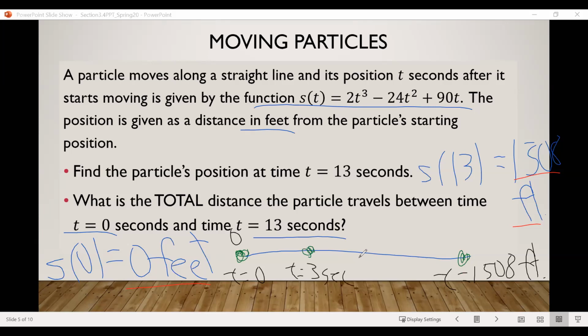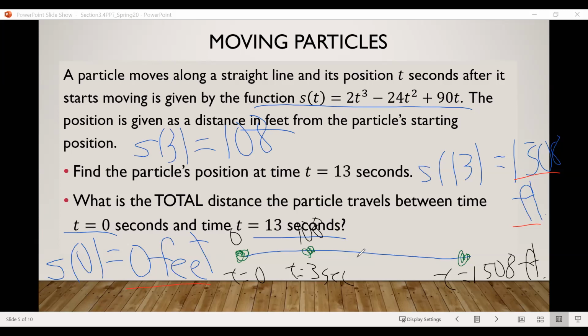Okay, and then the other one was at 5 seconds, and I'm going to hold on for a second before I put the 5 seconds on there. Let's find the particle's position after 3 seconds. So that means we do S of 3. Now if we plug that into the function, we'll get 108. So we know that the particle is at 108 feet after 3 seconds.